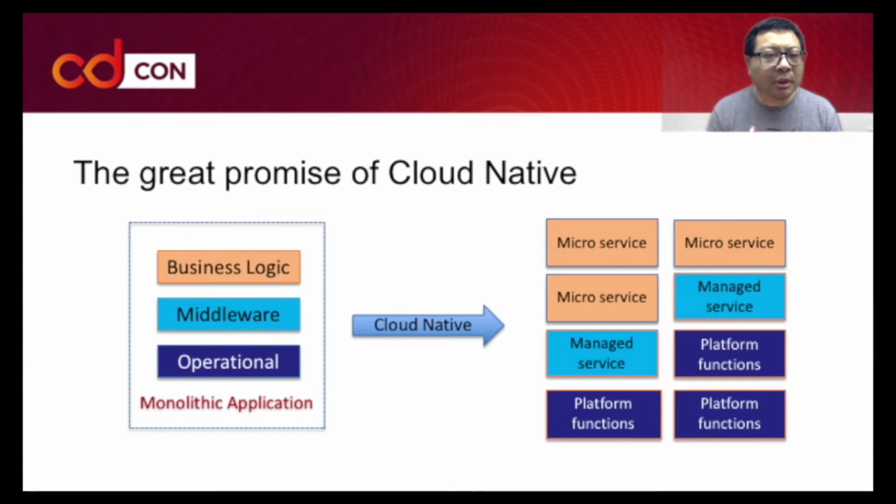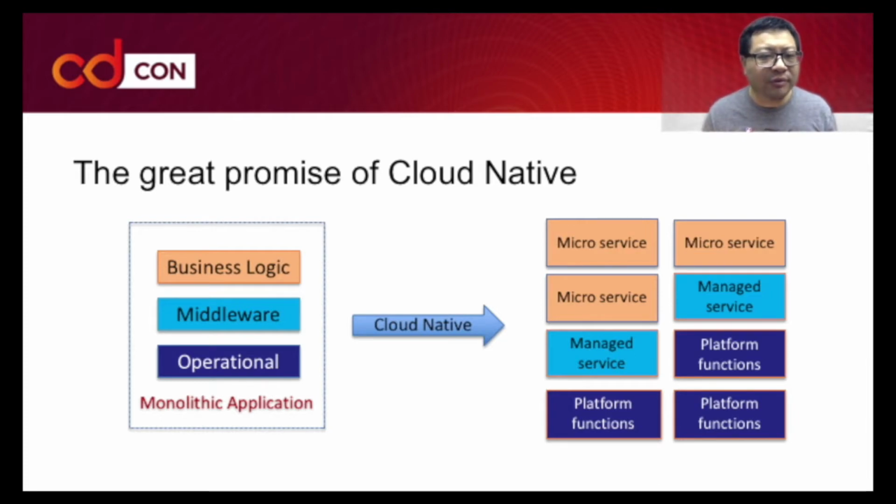Now, remember in the old days, we used to do everything in one application. We would write business logic, we would write the middleware, which is a database and message queues, and we would also have operational tasks in one application. But then the application becomes too big, there are too many dependencies, and it's really slow to iterate. And we decided to break it apart.